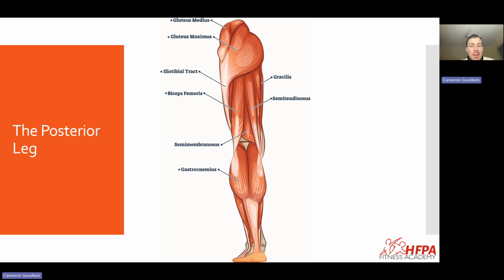Please know those. And then here you have your calves, your gastrocnemius and your soleus. And then, of course, here you have your gracilis.